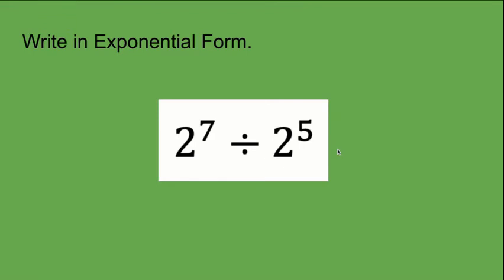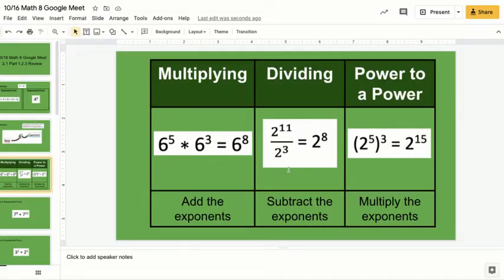Thanks for watching. I also want to share that we can have power to a power, and this is where we multiply the exponents. 2 to the 5th to the 3rd power, we would multiply those exponents to get 2 to the 15th power. Notice here we only have one base, so we don't have to worry about that.